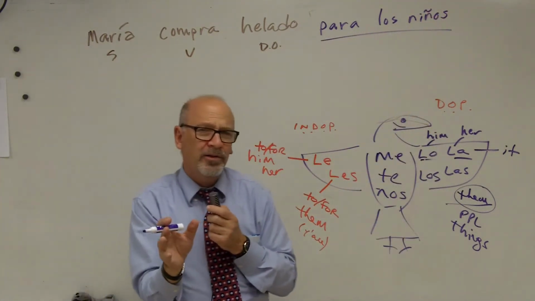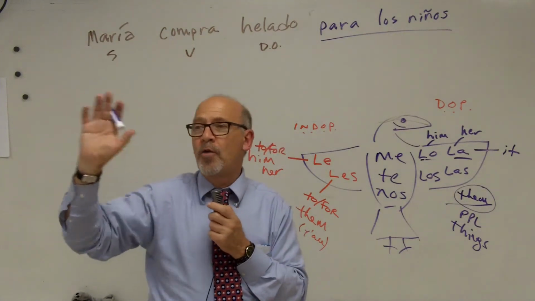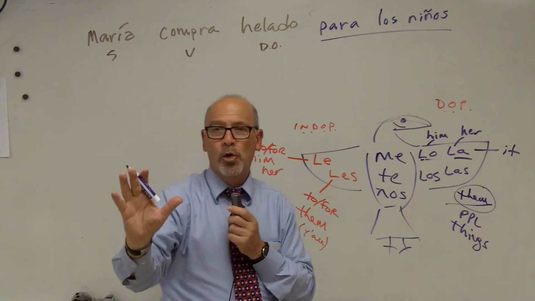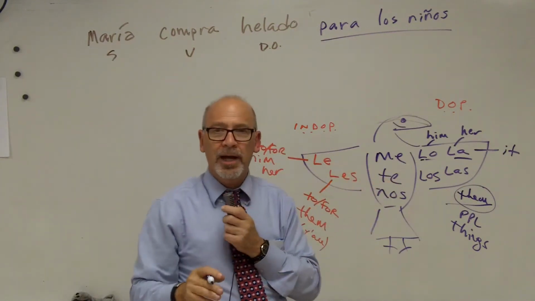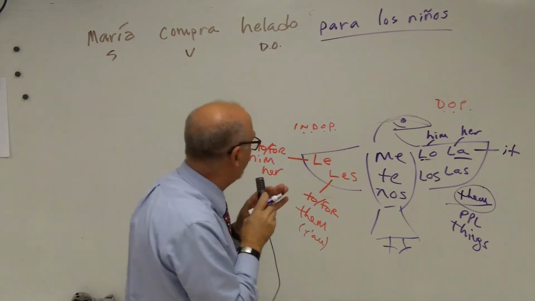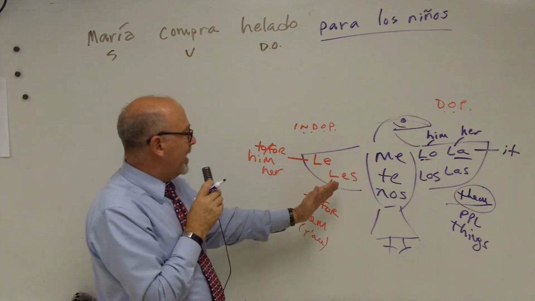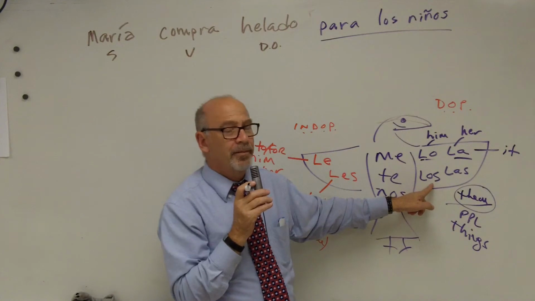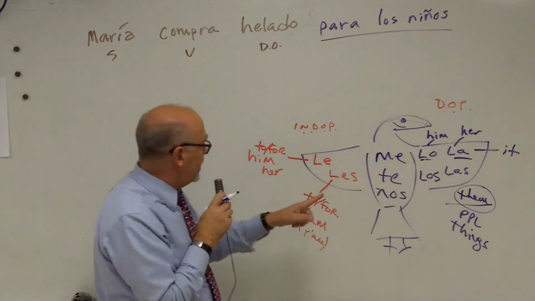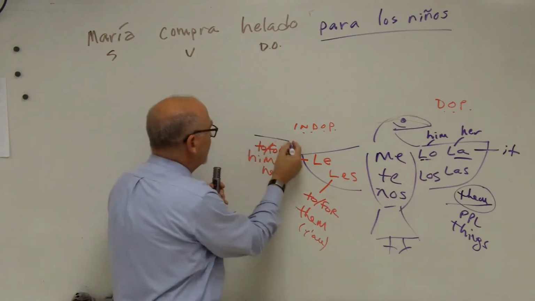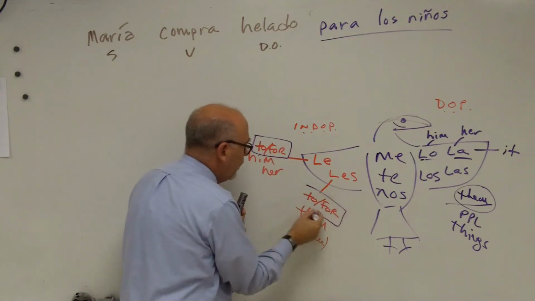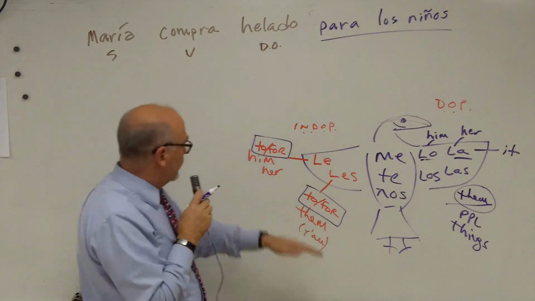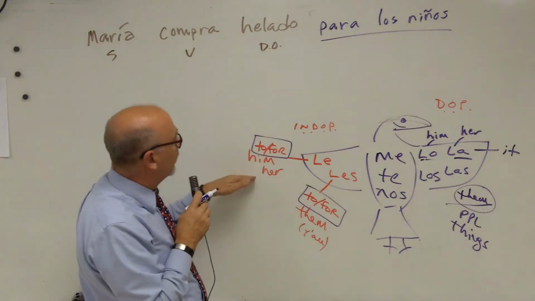Well, what if I want to write this sentence and I don't want to say for the children? I just want to say for them. Now, we go over to this side. Now, this is just them. Maria buys them. That's not what we want. The indirect object part is to or for. That's the side we're looking for. So we've got to or for, him or her.